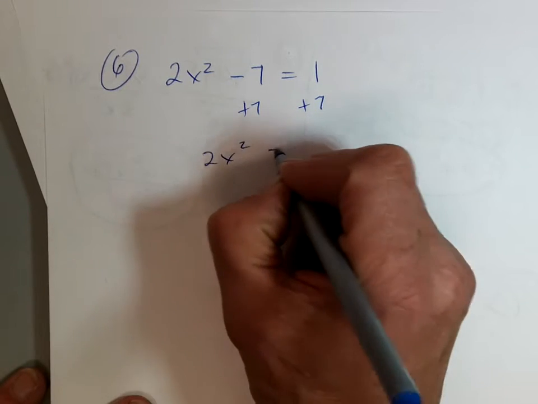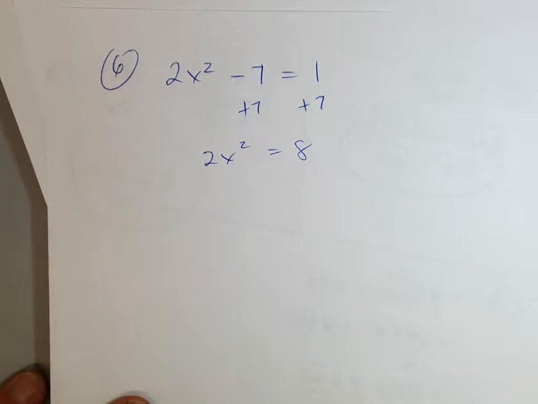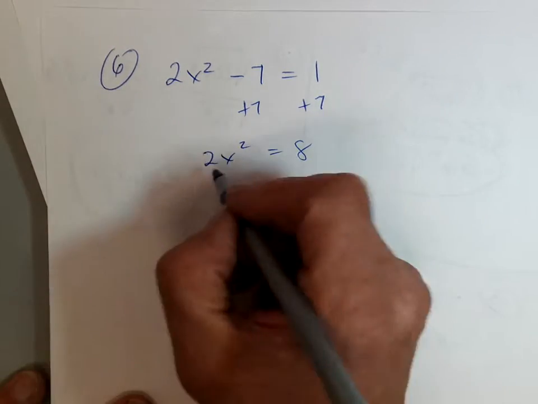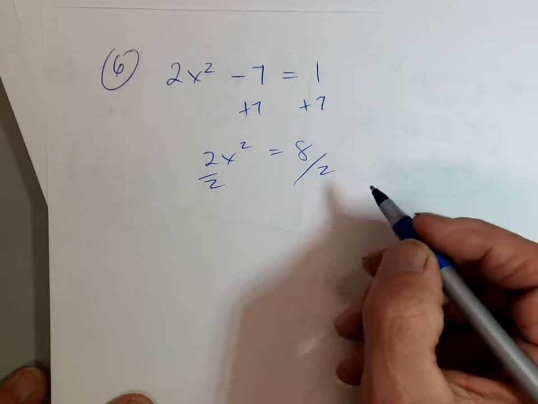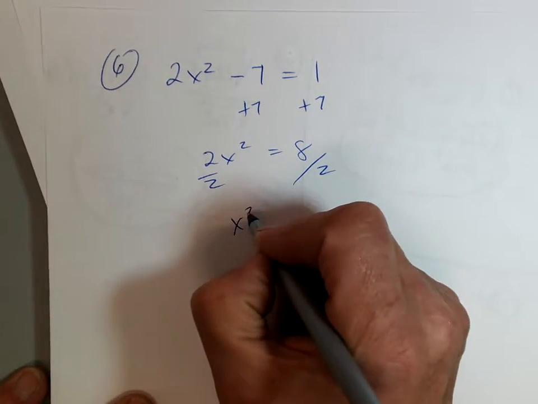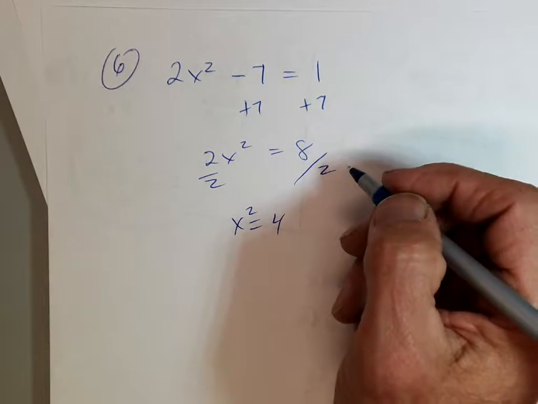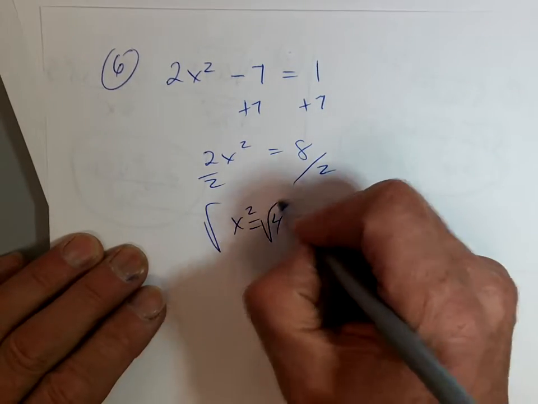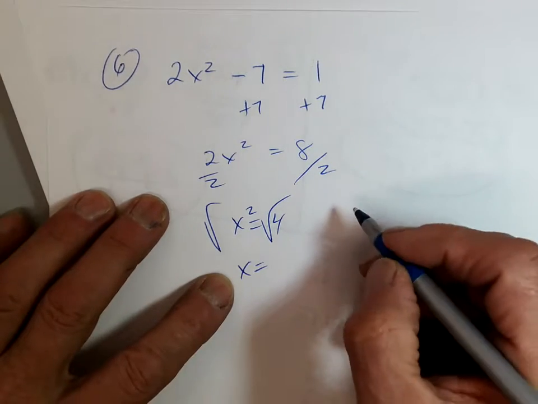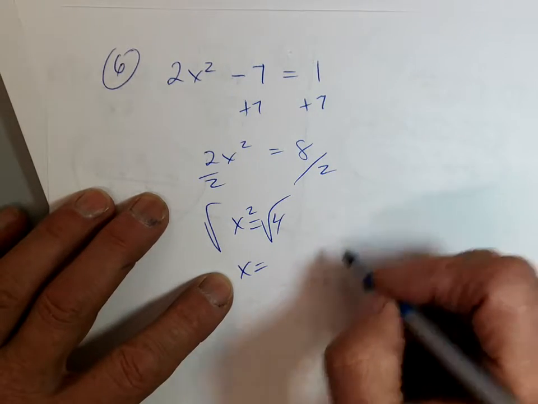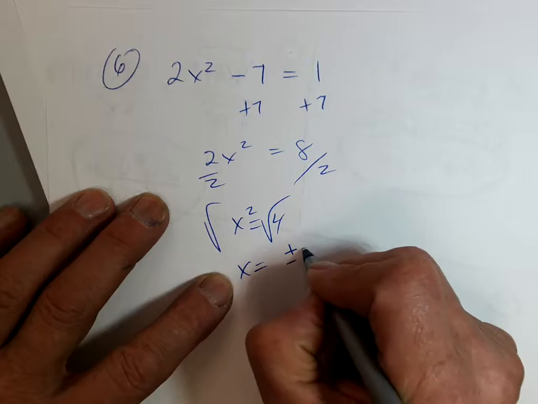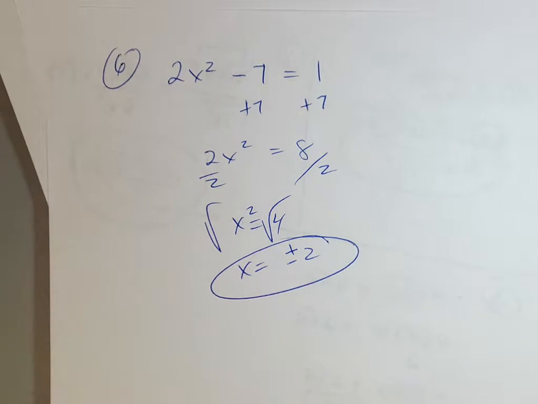2x squared equals 8. Divide by 2. Divide by 2. X squared equals 4. How many answers? 2. So what's the square root of 4? 2, and negative 2. Plus or minus 2. Nice job. That was pretty easy, wasn't it? You guys agree? Yeah. And 2 answers.